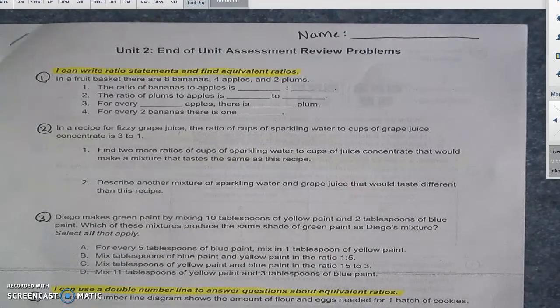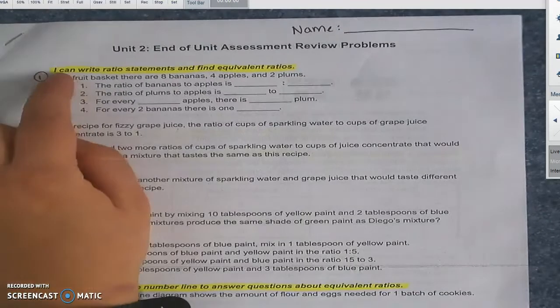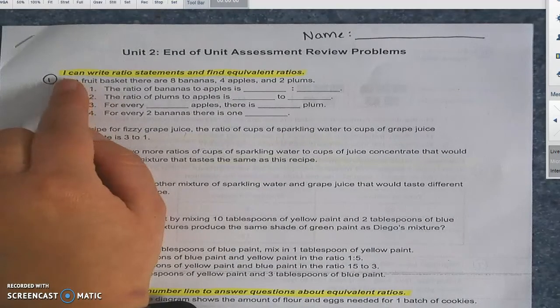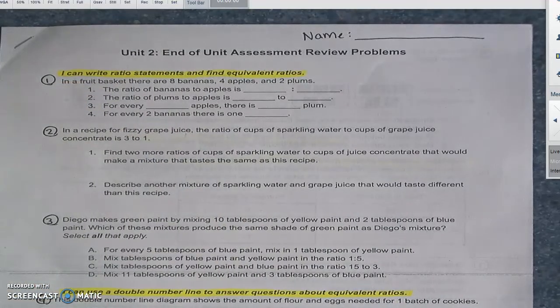So it is split up into sections, so each of these highlighted parts are our learning goals. The first one is I can write ratio statements and find equivalent ratios. That's something that you're going to be showing me that you can do on the test. And then these next three questions are examples of what that looks like.